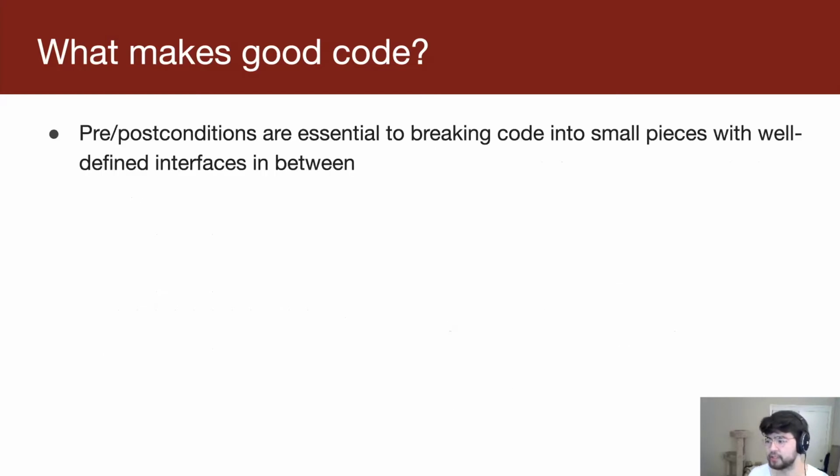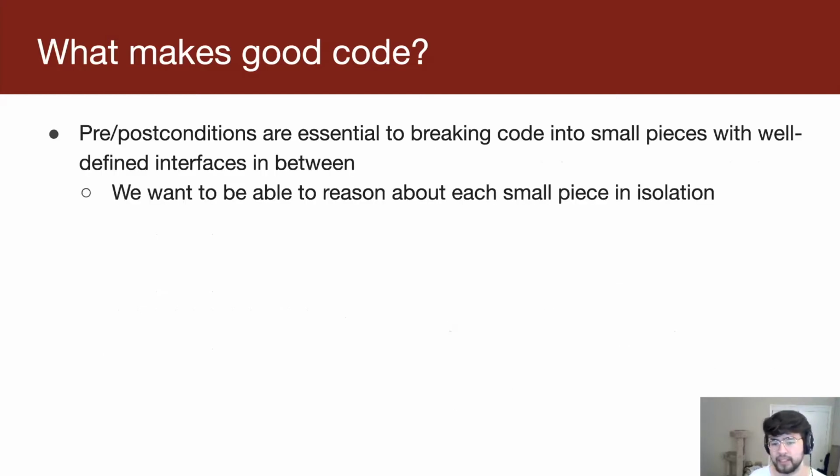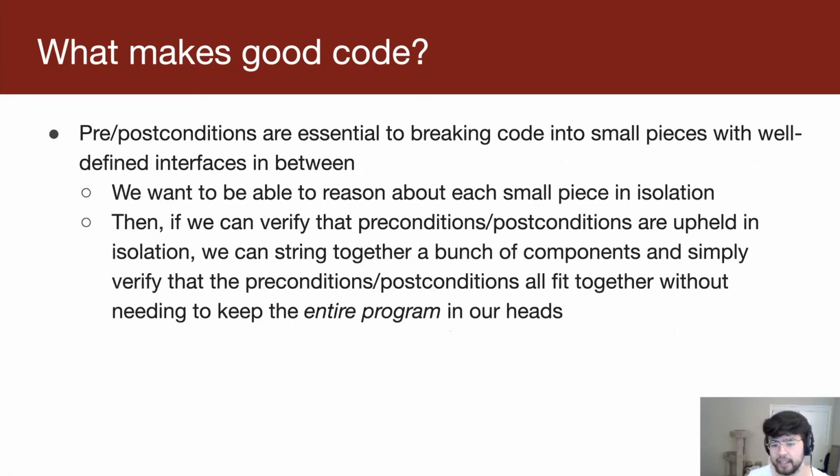So we want to have pre and post conditions so that we can reason about each small piece in isolation. And then if we can verify that the post conditions of the first function match the preconditions of the next function, and that these pieces fit together nicely, then we can just string together the components, and our program is good. We don't have to think about the entire program, all the little implementation details here and there. We just put the big picture together, and the program is supposed to work.